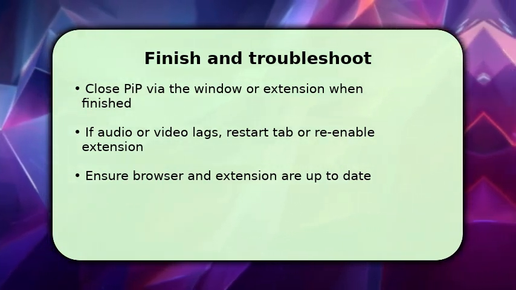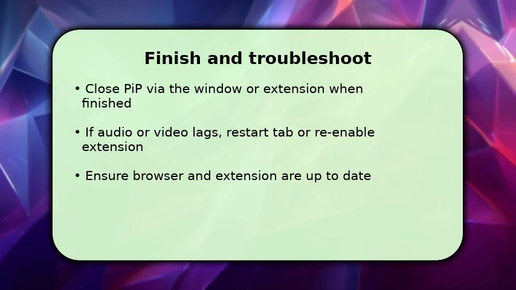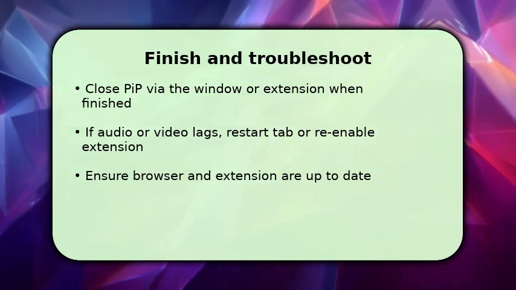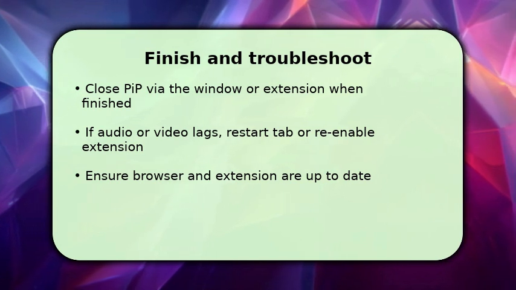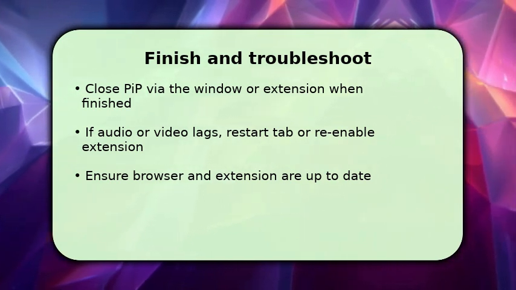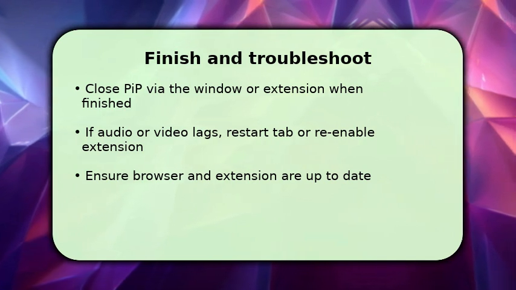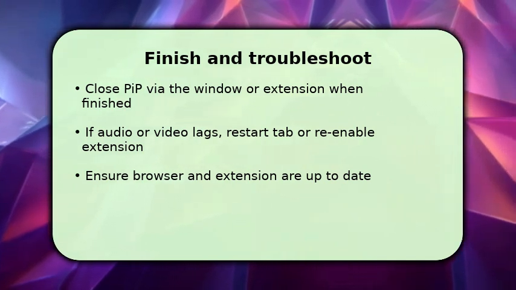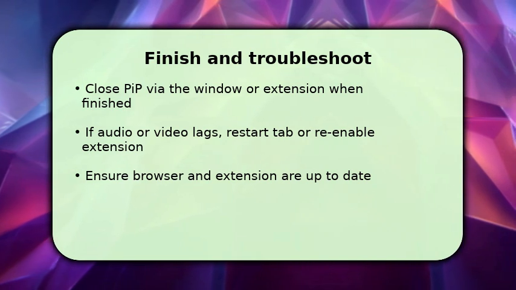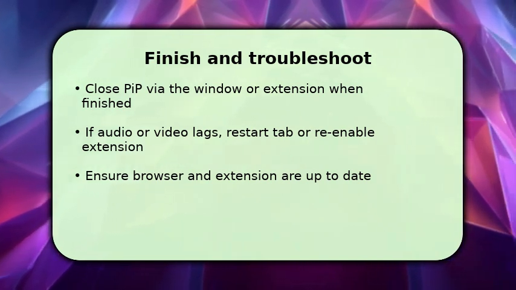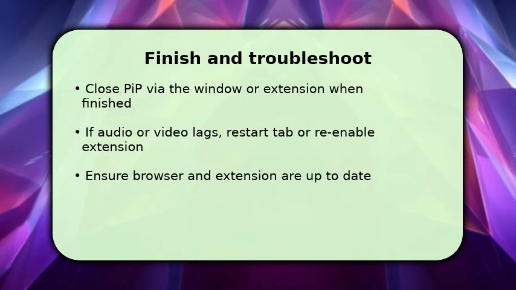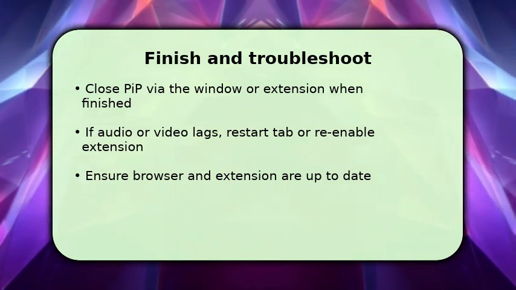If the Pi-P window stutters, first reload the Source tab. If issues persist, disable then re-enable the extension or restart the browser. Make sure your browser and the extension are updated, since compatibility fixes often resolve glitches. If nothing helps, try a different Pi-P extension. Some sites work better with specific implementations.